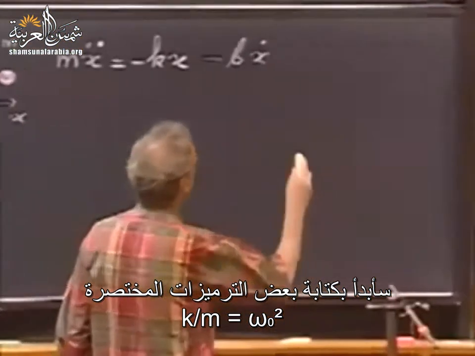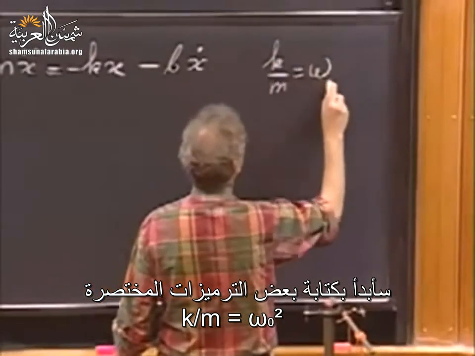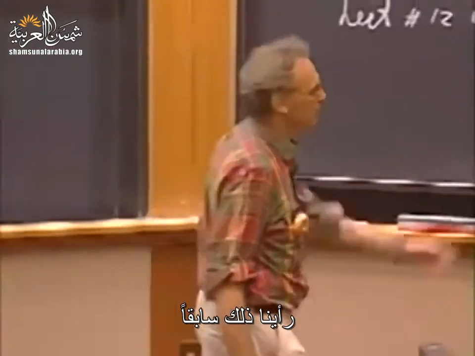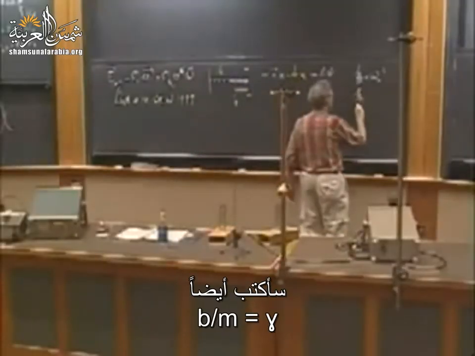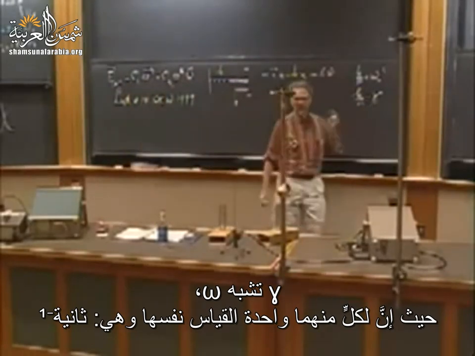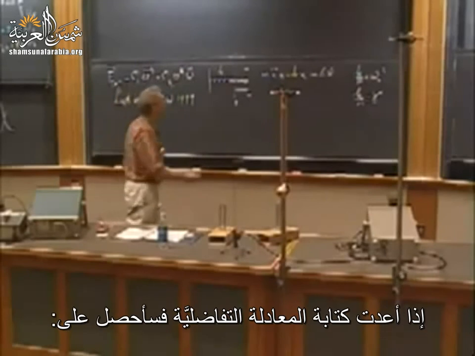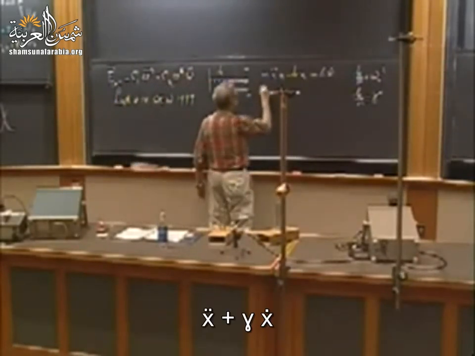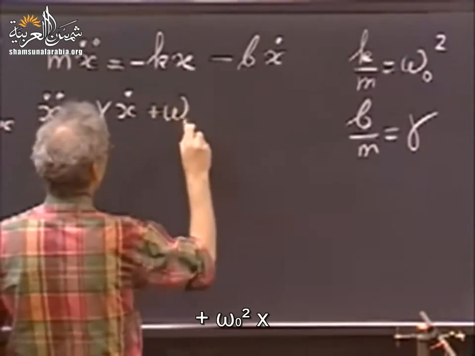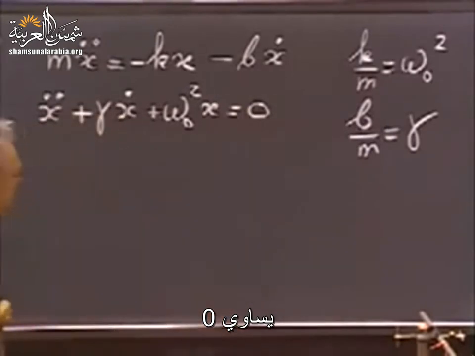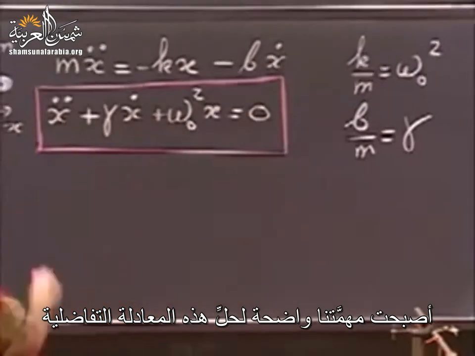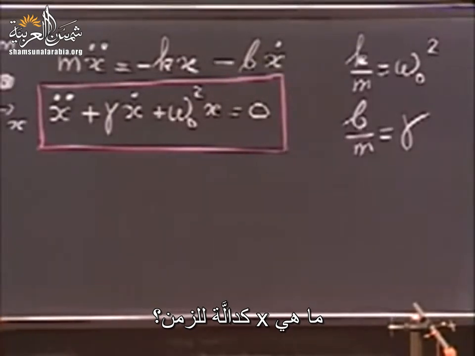I will introduce some shorthand notations: k over m is omega 0 squared. Remember, that is the angular frequency of a spring oscillating in the absence of any friction. We've seen that last time. And I will also introduce a symbol b over m equals gamma. That's also a tradition. Gamma has the same units as omega, seconds to the power minus 1. And so if I rewrite this differential equation, then I get x double dot plus gamma times x dot plus omega 0 squared times x equals 0. And you see now our task ahead of us is to solve this differential equation. What is x as a function of time?